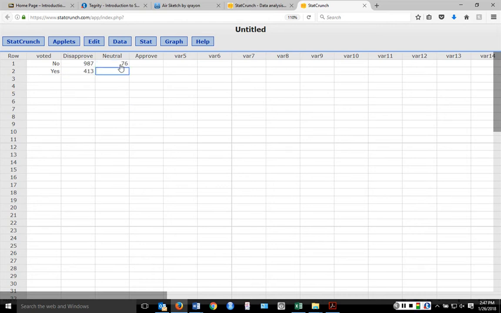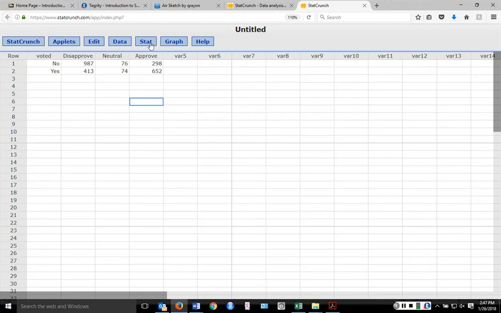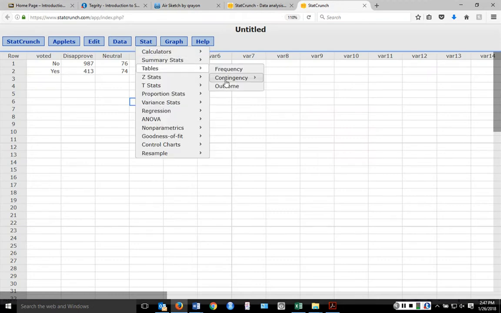These are the exact numbers that we have here on page 4 in the notes. And again, I'm not going to put in the totals, I'm just going to put in the other numbers. And then as our directions say, I'm going to go to Stat, Tables, Contingency with Summary. So Stat, Tables, Contingency with Summary.